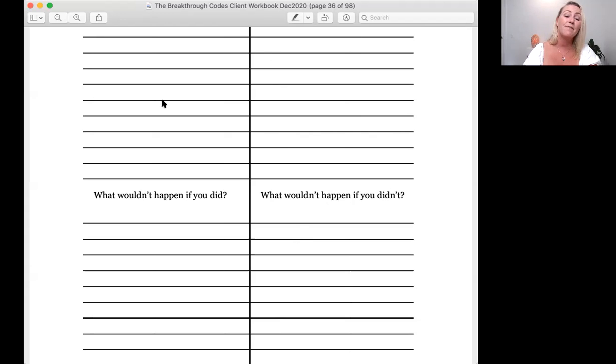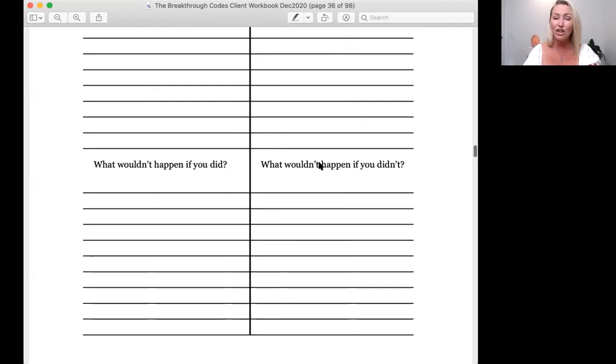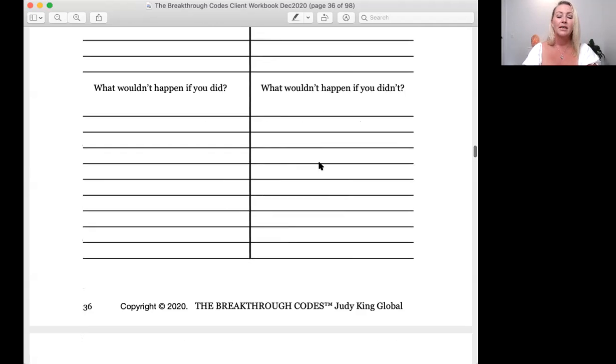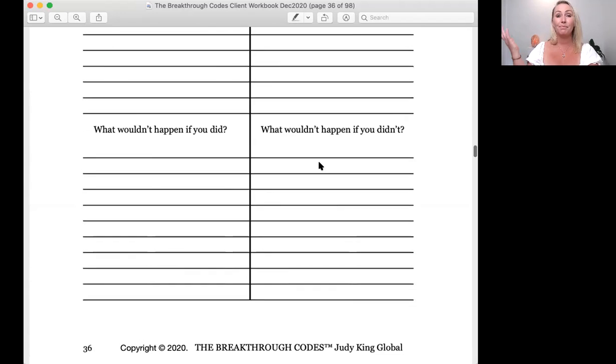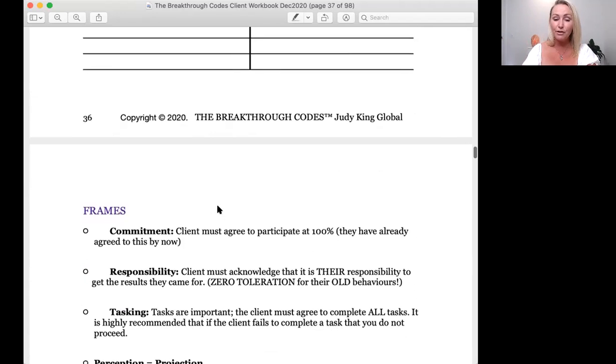Because this is a very powerful set of questions. Their biggest fears, their biggest joys will be inside of here. And we want all of it. All of it, all of it, all of it. Okay, cool. Awesome. We're almost there. So then we get to the frames.